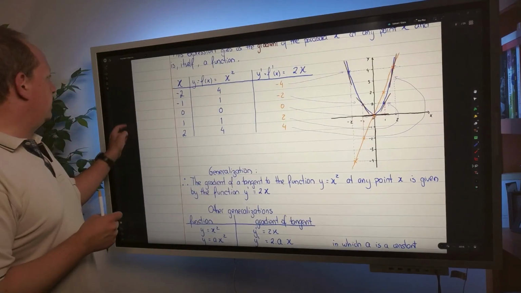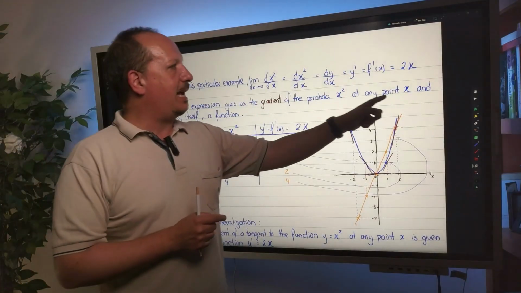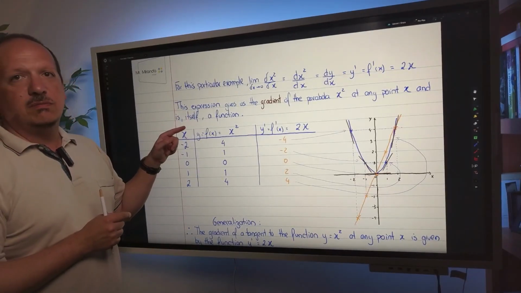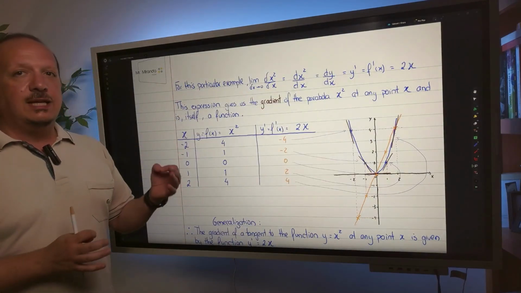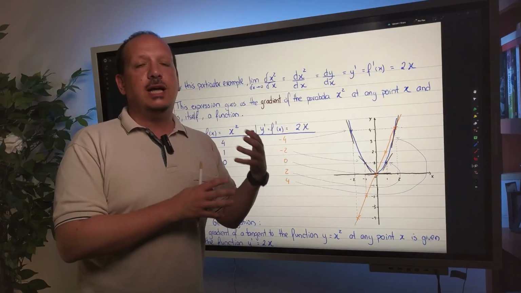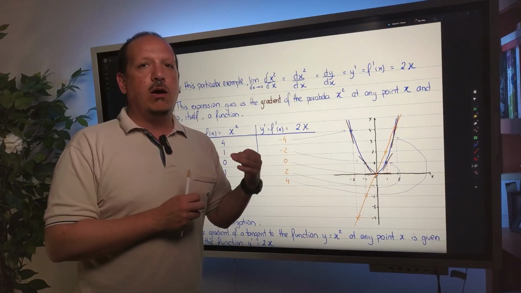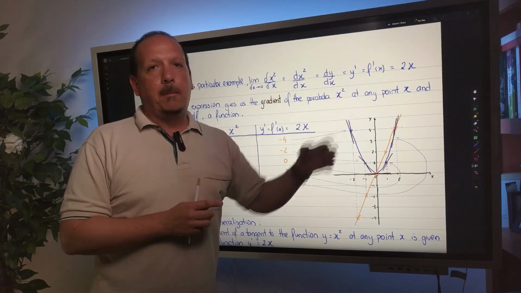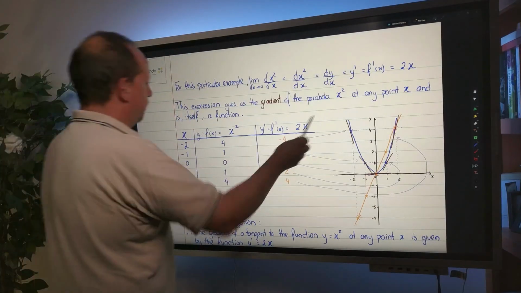This expression gives us then the gradient of the parabola x squared at any point x, and this itself is a function. All right, as you can see, 2x, it is a function, but it is a function that relates to the original one, in this case the x squared, and this function allows us to calculate the gradient on every single point of the original function. All you have to do is to substitute x by the point that you want, and you get the gradient on that point. Look over here.